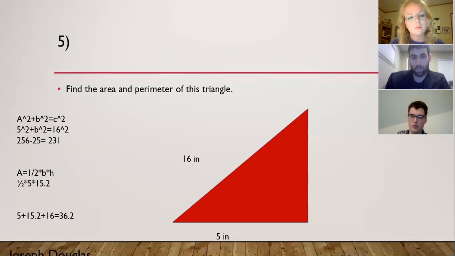So then for the area, we take 1/2 base times height. So 1/2 times 5 times 15.2, which equals, it comes up when you click it, I think.